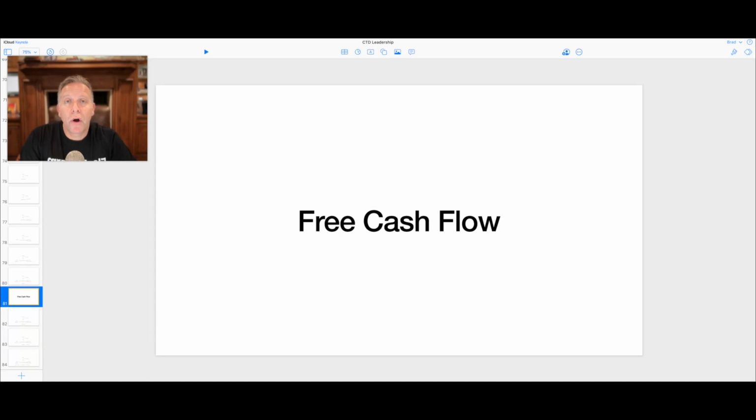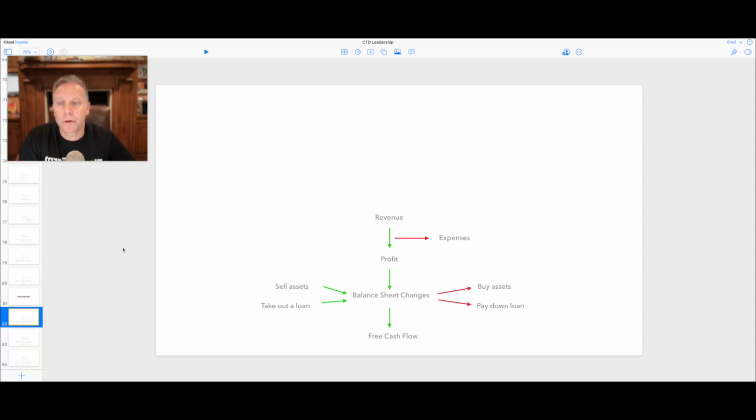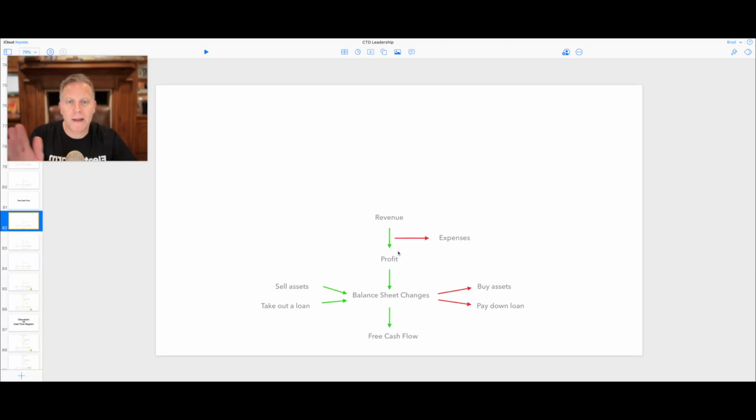Okay, so now here we are, finally at the bottom of this whole diagram I'm laying out. There's this thing called the free cash flow. To quickly recap from the last module: revenue, expenses, profit. After profit, there are some decisions being made regarding the balance sheet, assets and liabilities and so forth. And then we finally get down to the free cash flow.